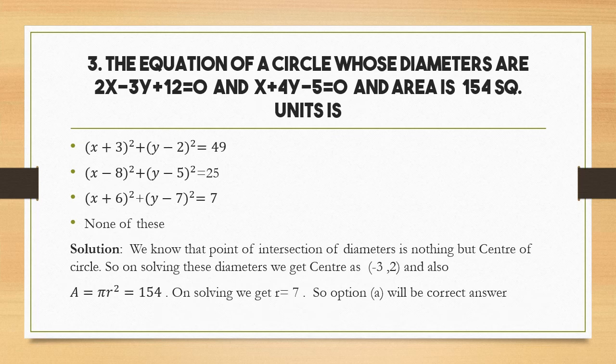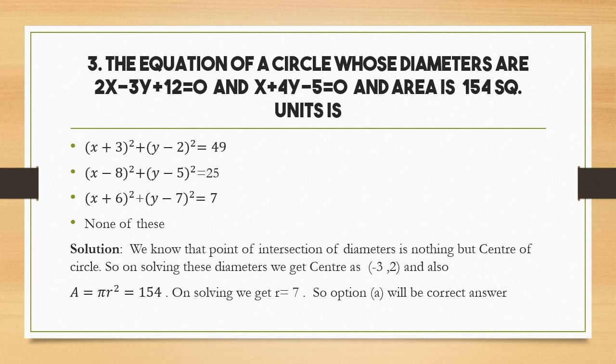We'll move on to question number 3. In question number 3, they told you the equation of a circle whose diameters are 2x minus 3y plus 12 equal to 0 and x plus 4y minus 5 equal to 0 and area is 154 square units. What they have given in this question is the diameters of a certain circle. Along with that, they have mentioned the area also. Now we need to find that circle with the diameters as well as area.